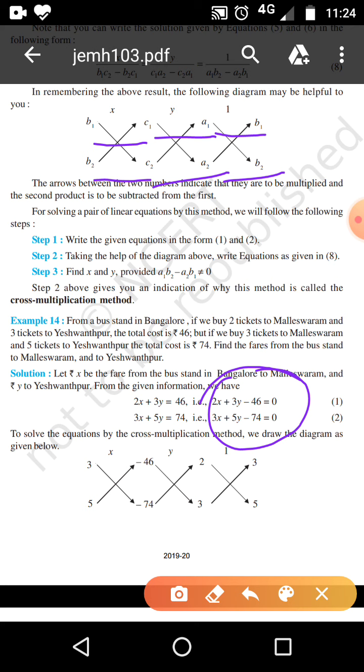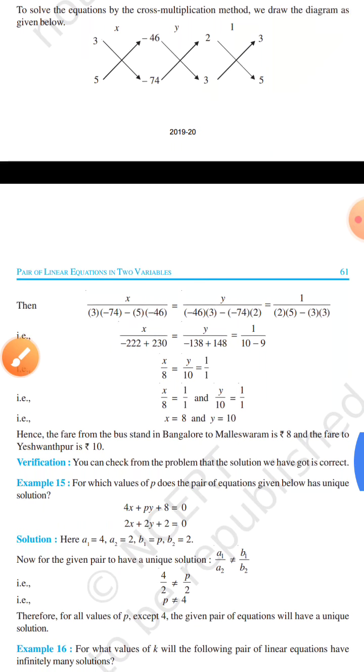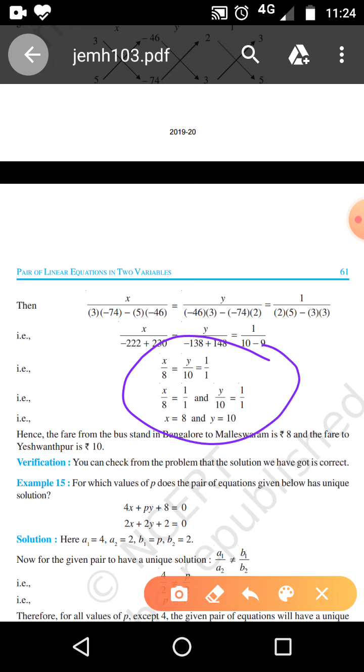So simply x upon b1 c2 minus b2 c1, y upon c1 a2 minus c2 a1, 1 upon a1 b2 minus a2 b1. Here you see this, x upon, y upon, 1 upon. So simply you will get the values of x and y. In this topic, the conditions are also that when a pair of linear equations has one solution, when no solution, and when infinitely many solutions.